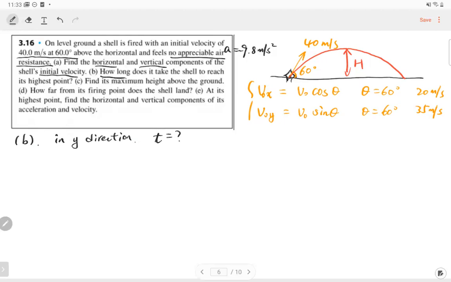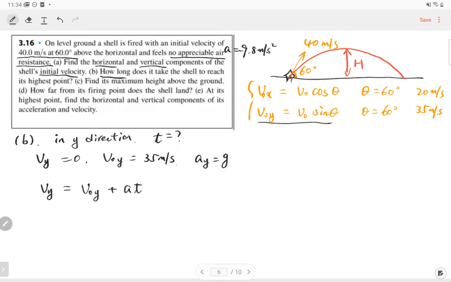At the highest point, we have some hidden parameter. The first one is the final velocity at the highest point is zero. And we already know the initial velocity, right? The initial velocity in the y direction is 35 meters per second. And we know the acceleration in the y direction is g, negative 9.8. So we can use an equation to solve for the time. That equation shouldn't include the displacement. So we're going to use the first equation: the y component of the velocity is equal to the initial velocity plus at.